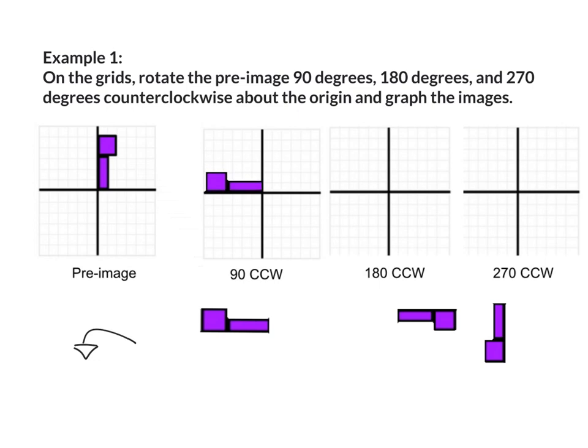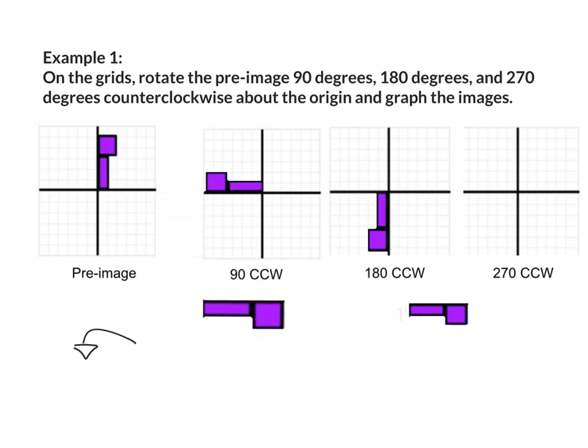Now the next one is 180 degrees counterclockwise. Since I already turned it one time, I need to rotate it one more time. And that'll be 2 turns. So the image that looks like that is this one here. So my last one for 270 degrees counterclockwise, I'm going to rotate it 3 times. Since I already rotated it 2 times, I'm going to rotate it one more time. And it's going to look like that one there. So these are my new images.